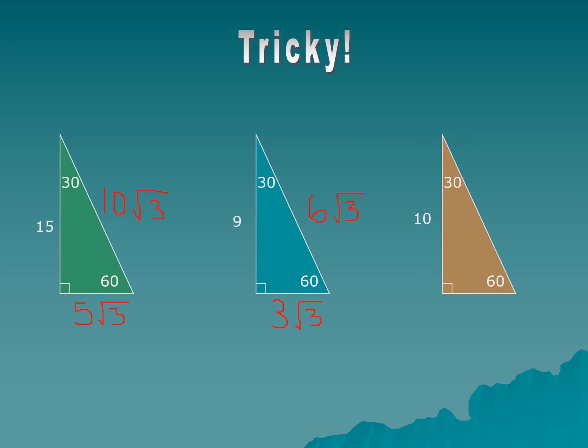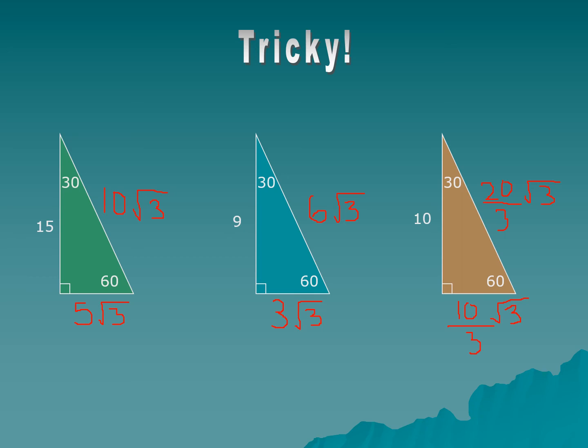Oh no! It's a 10. Again, how do you divide 10 by 3? We're going to avoid using decimals, so we're going to go ahead and just do 10 divided by 3 with the square root of 3. And then to get the hypotenuse, we just double that. 20 divided by 3, square root of 3.